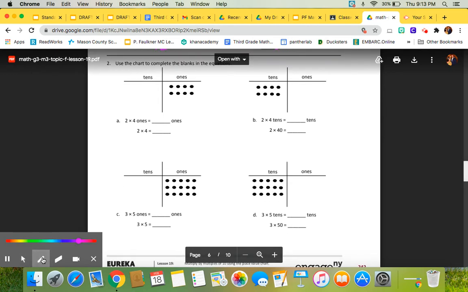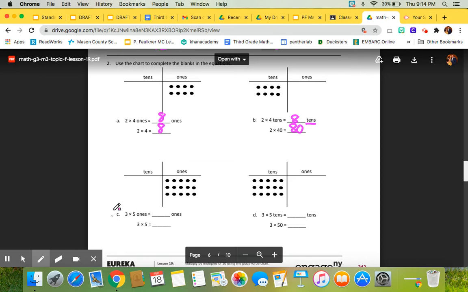In number 2, we're actually going to use the chart to complete the blanks in the equations. So here we have two rows of four ones. So that equals 8 ones. Yes. So 2 times 4 is 8. In the next one, we have two rows of four tens. We know that four tens is 40. Well, 2 times 4 is still 8, but now we're looking at 8 tens. And how much is 8 tens? That's exactly right. That's 80. So 2 times 40 equals 80.